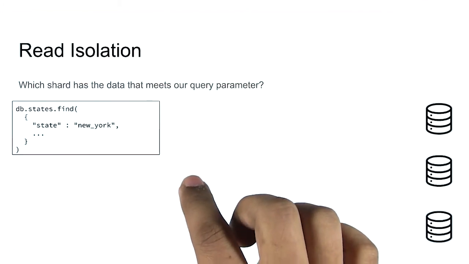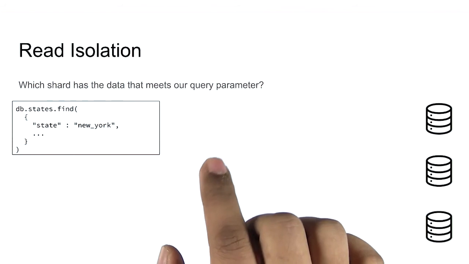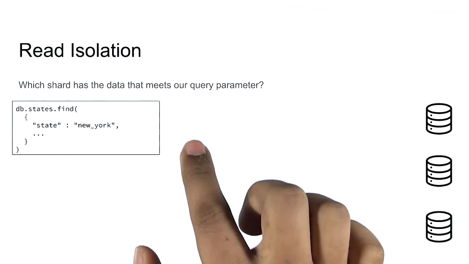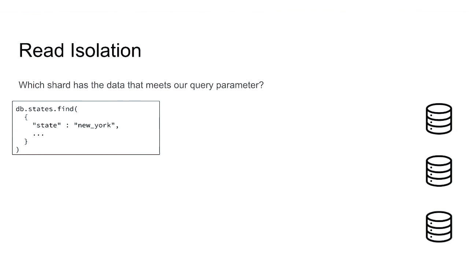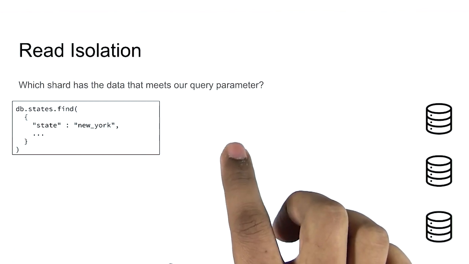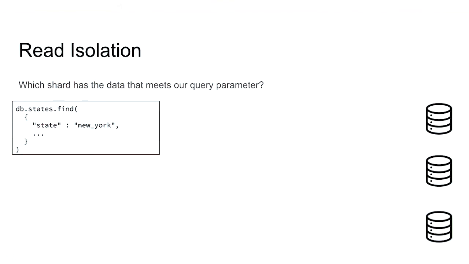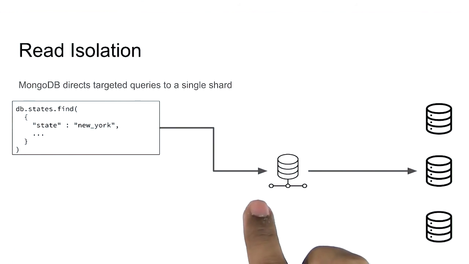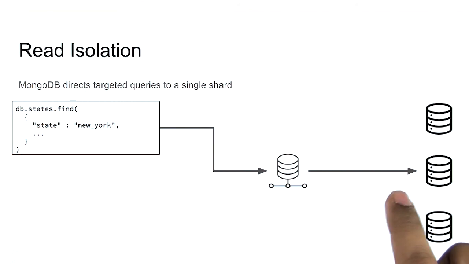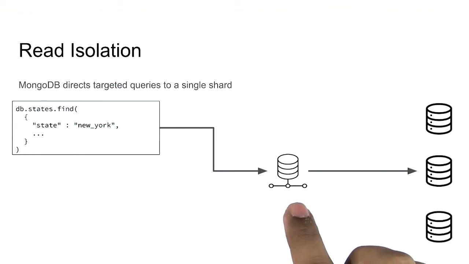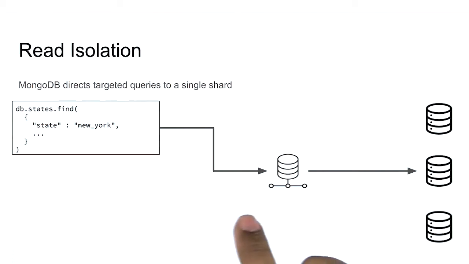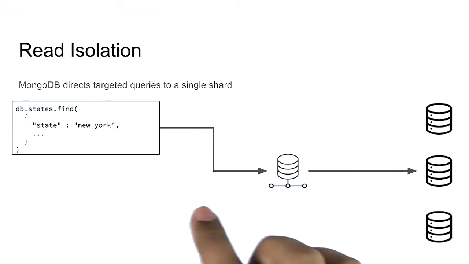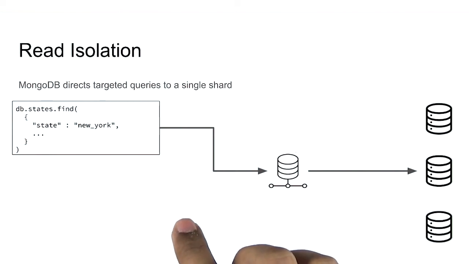So far we've talked about properties that allow for good write distribution, but there's one other thing to consider: read isolation. MongoDB can route queries that include the shard key to specific chunks whose range contains the specified shard key values. Going back to the states example, if my query includes state New York, MongoDB can direct my read to the shard that contains my data. These targeted queries are very fast because MongoDB only needs to check in with a single shard before returning results. When choosing a shard key, you should consider whether your choice supports the queries you run most often.